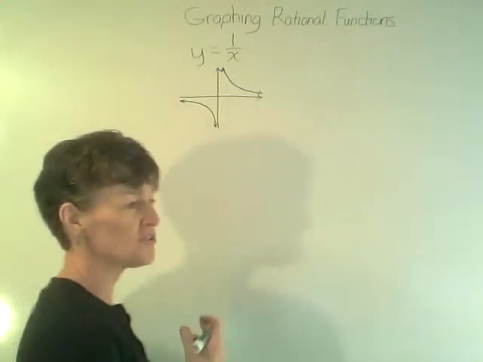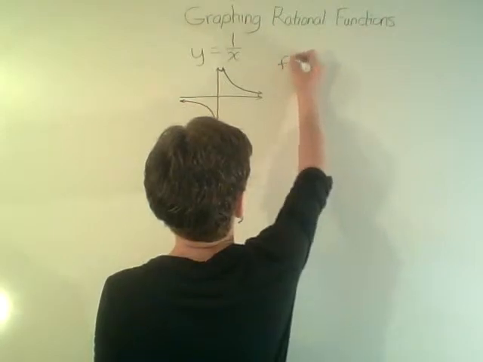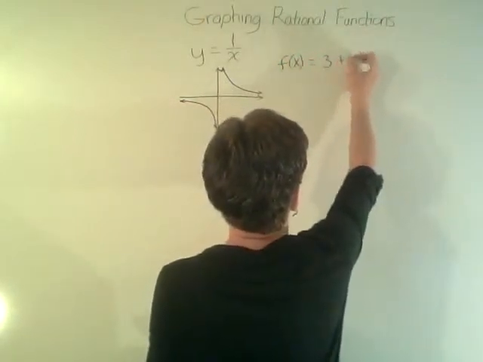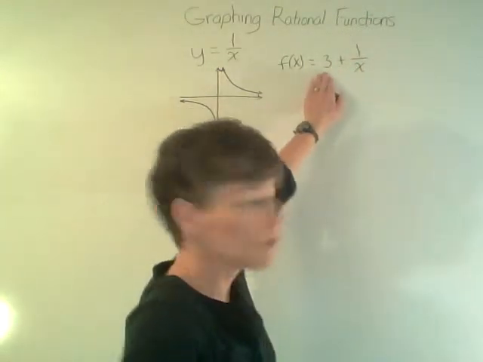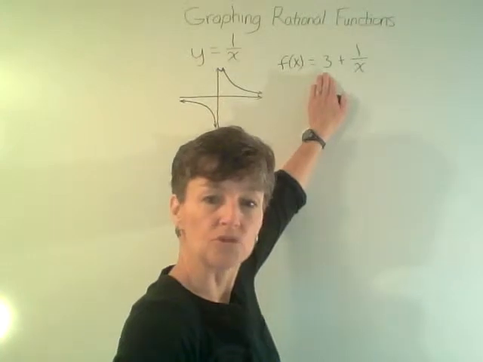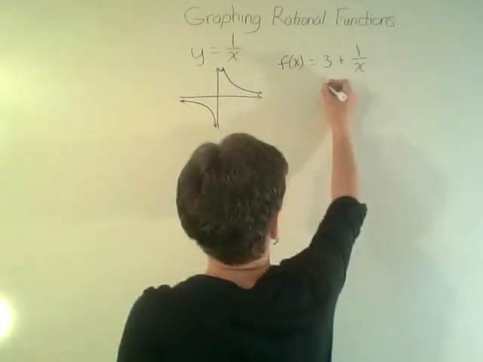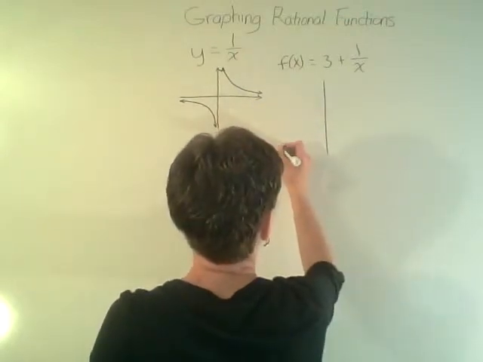So rational functions that are variations on this theme might look like this. Let's say we have f of x equals 3 plus 1 over x. Well, I am adding a number to a function, and anytime we add a number to a function, then we move the function 3 units up, or whatever that number is. And in our case, it's 3.